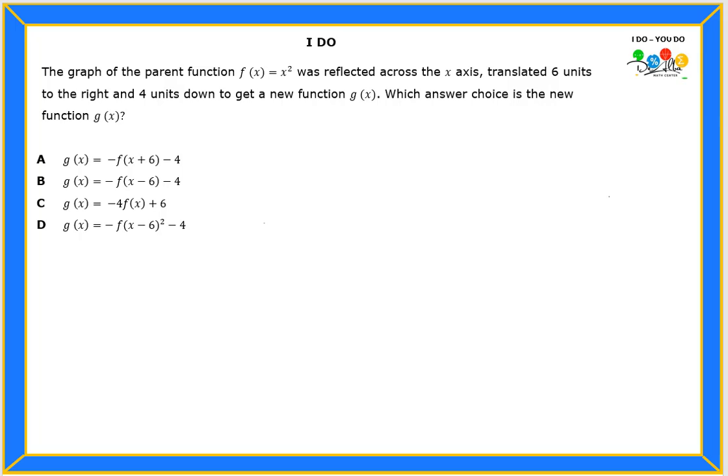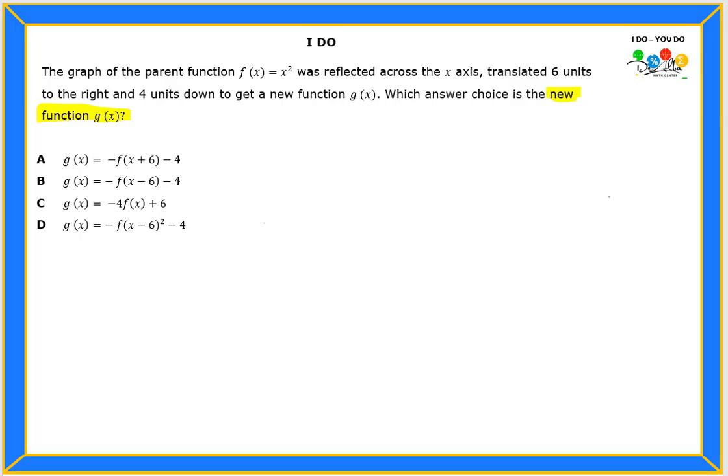It says, the graph of the parent function f of x equals x squared was reflected across the x-axis, translated 6 units to the right and 6 units down to get a new function. Which answer choice is the new function for g of x? Okay, so what are they asking us to do? Well, they want me to find a new function for g of x given all those changes that happened earlier.